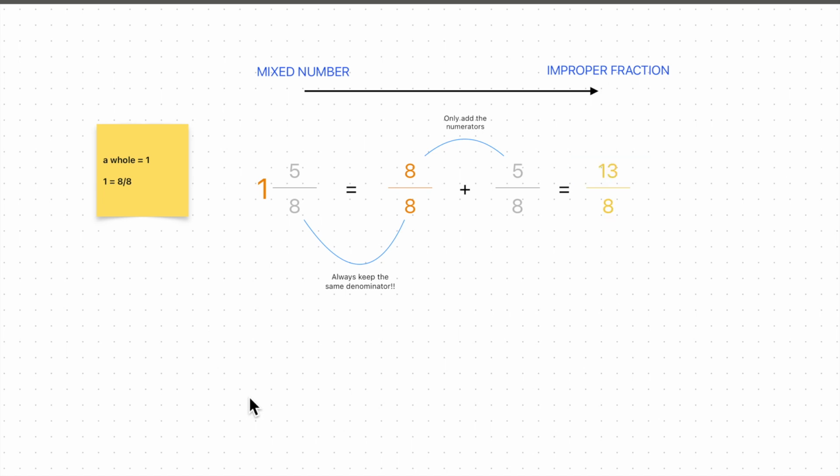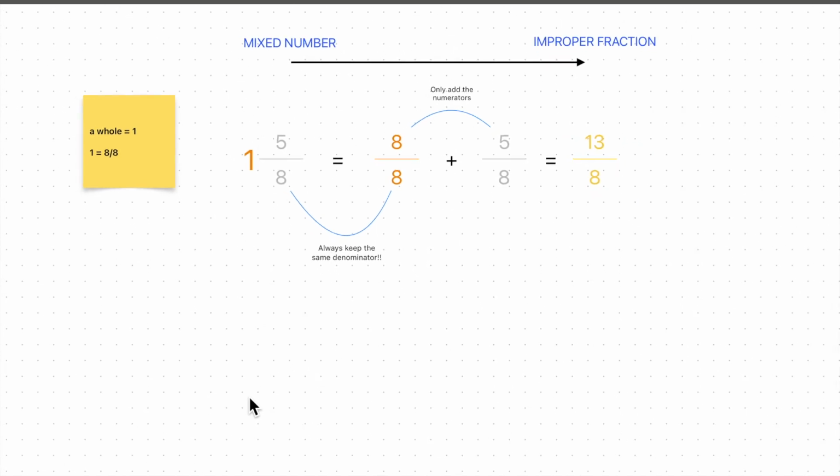8/8 plus 5/8 is not hard because we know we just have to add the numerators. Don't forget, we must have the same denominator when we are adding or subtracting fractions. So 5 plus 8 is 13. Therefore, we just converted a mixed number into an improper fraction.